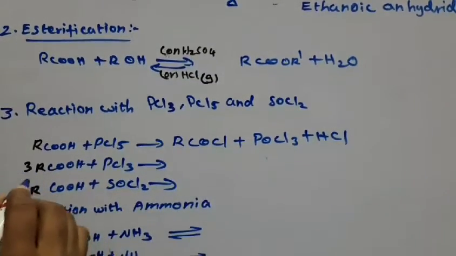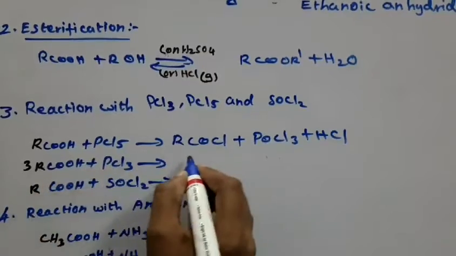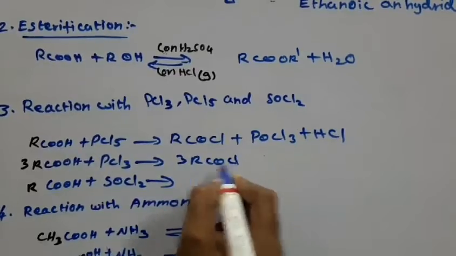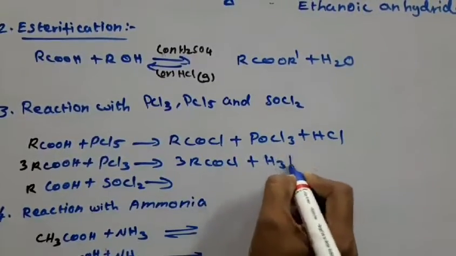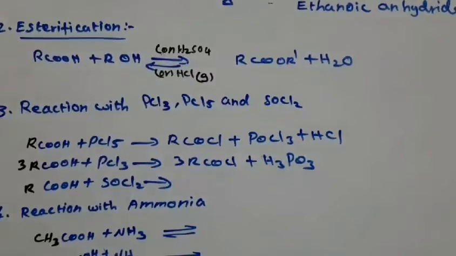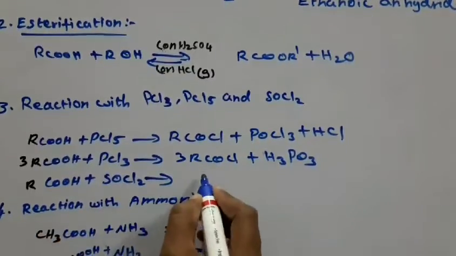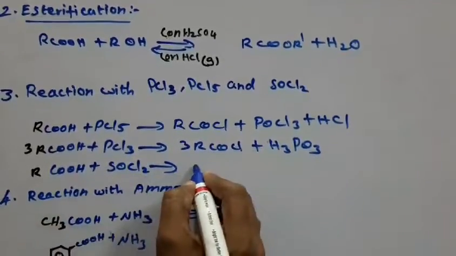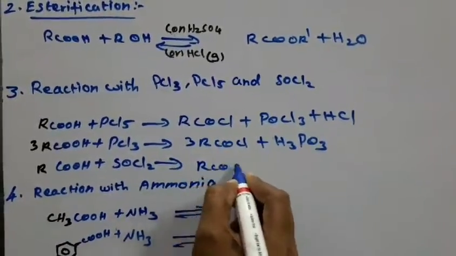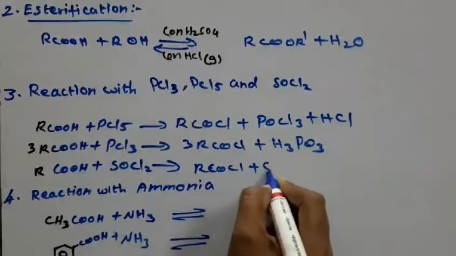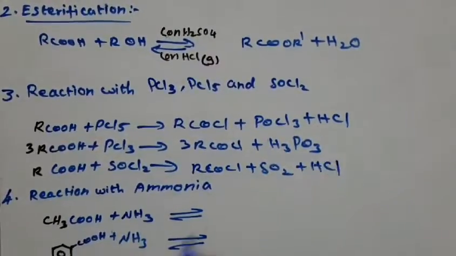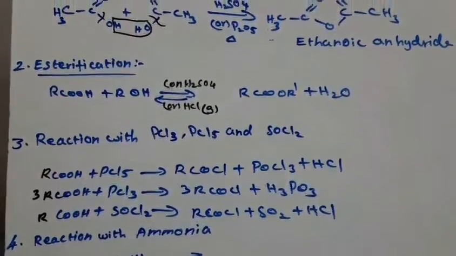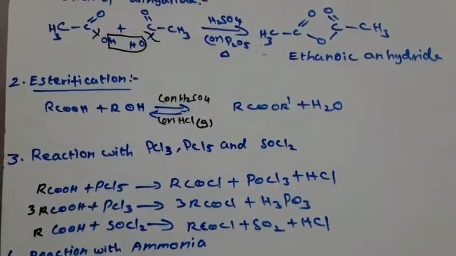So with 3 units of the acid, that is 3 RCOCl, acid chloride, plus H3PO3, phosphorus acid. The reaction with thionyl chloride, the same as we studied in alcohol, gives the same acid chloride plus SO2 plus HCl. Because the OH behaves like an alcohol, it reacts with trichloride, pentachloride and thionyl chloride.